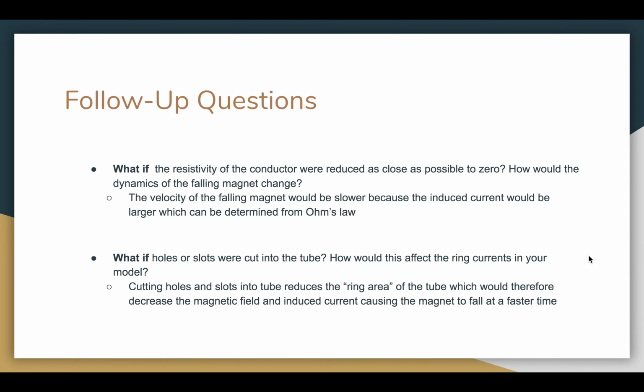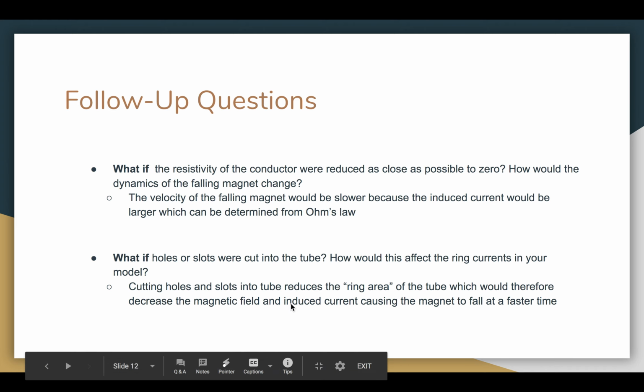Follow-up questions. If the conductor was reduced to as close to 0, the velocity of the falling magnet would be slower because the induced current would be larger, which can be determined from Ohm's law. And if there were holes or slots in the tube, this would affect the ring currents of the model by decreasing the magnetic field and induced current, which causes the magnet to fall at a faster time.